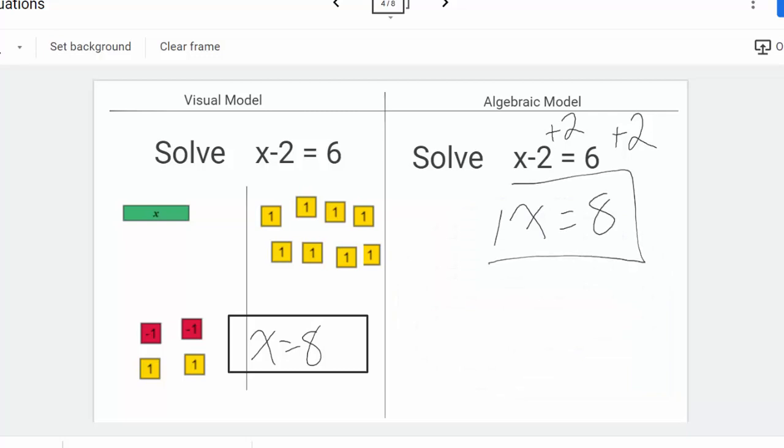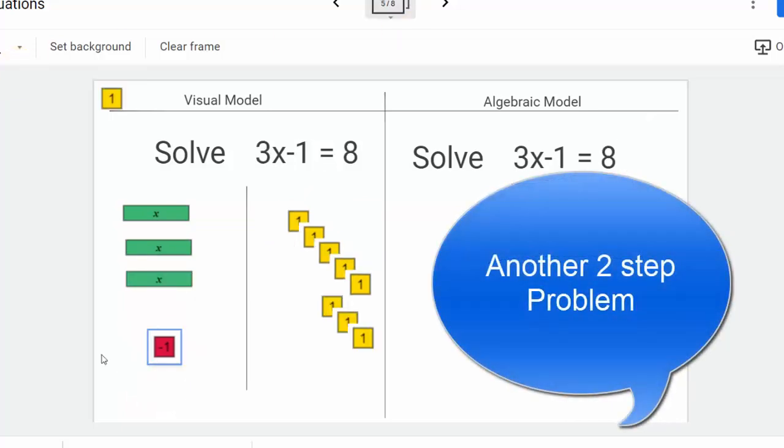So going back to those integers, if you're stuck with the negative 2 plus 2, it becomes 0. But you can also see it here. Negative 2 plus 2 is 0 because each of these is a zero pair. So we've added 2 to both sides.